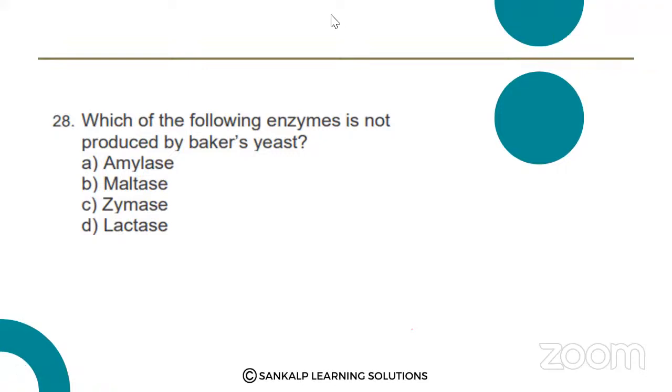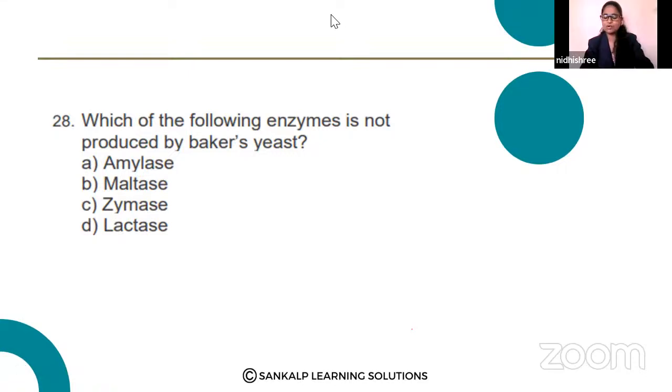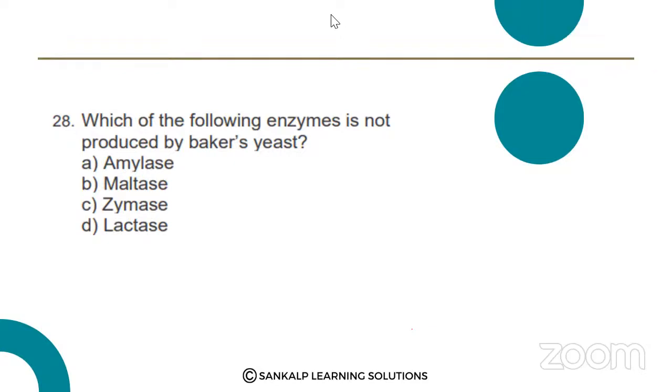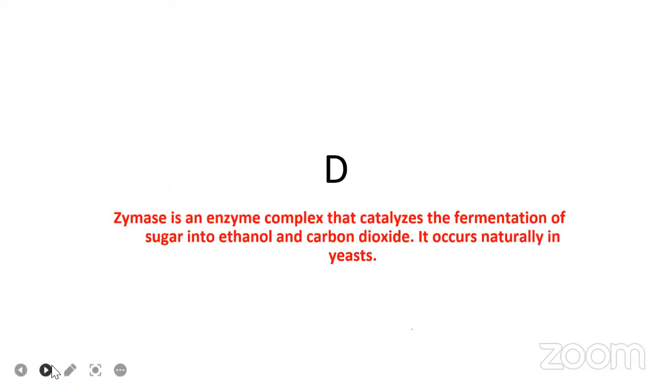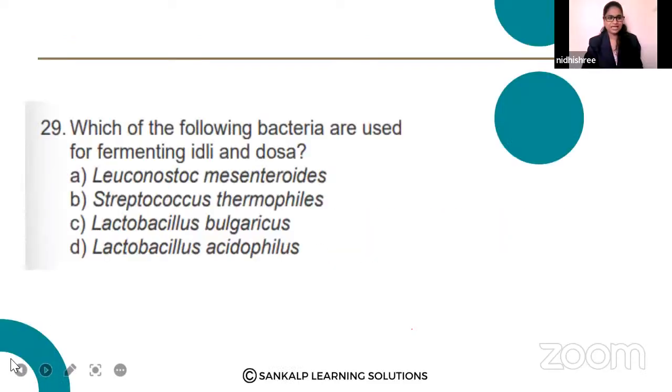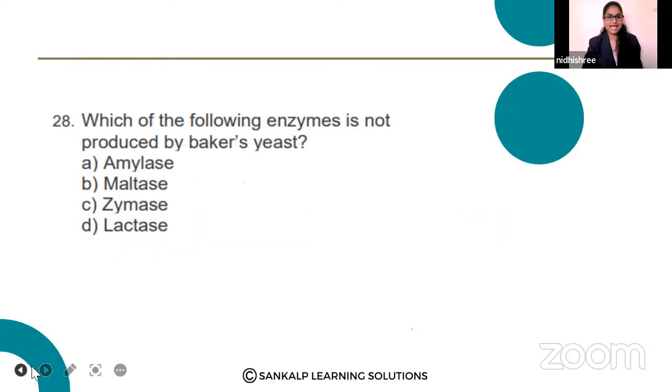Okay. Option D, lactase. Option A, ma'am. Yes, Hanumanta, what is your answer? Option A, ma'am. I got the answer as A. Some of them said B. Some have voted for C. And the YouTube student voted as C. Let me check the answer. Who is correct? Option D is the right answer. That is lactase.